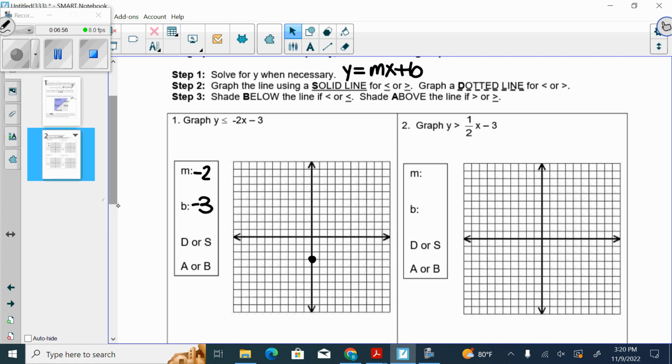All right, since my slope is -2, how does that mean I'm going to move to plot my next point? Yes, down 2 and over 1. Very good.